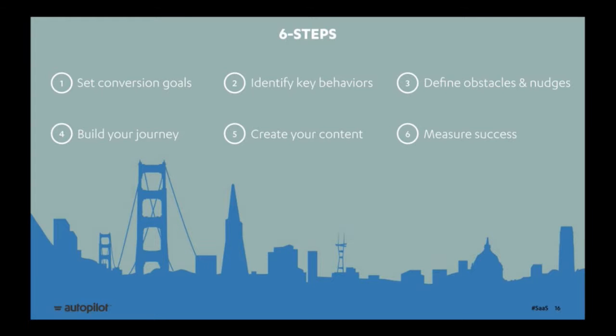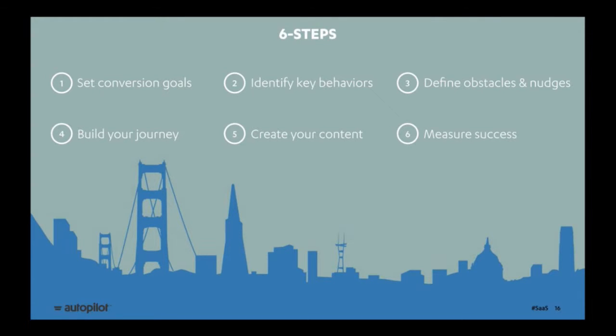Third is define the obstacles and nudges that you need to provide. So what are the key hurdles that people have as they go through a buying process? And how can you help affect that and nudge them to become more successful? Four is actually building the journey. Five is creating some great content that meets their needs at the right point in time. And then six is measuring success.